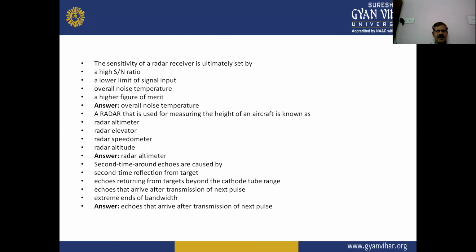And next question: a radar that is used for measuring the height of an aircraft is known as? A, radar altimeter; B, radar elevator; C, radar speedometer; D, radar altitude. So in this question, the radar used for measuring the height of an aircraft is the radar altimeter. So option A is the correct answer.